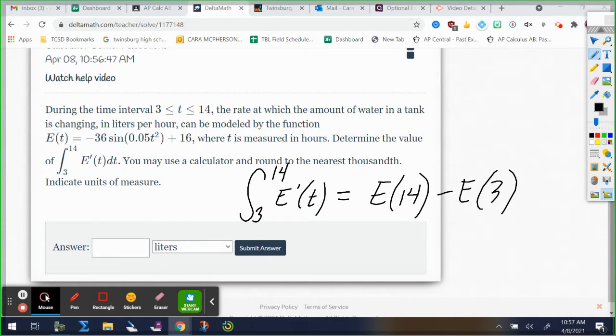Top minus bottom. We did that a lot when we found area. We did that a lot with definite integrals. It was called the fundamental theorem of calculus. So this is wanting us to figure out, well, what is e of 14 minus e of 3? So they actually give you this e equation. So you're going to use your calculator and plug in both 14 and 3 into that. You do not need to use an integration button or a derivative button. You're actually just plugging those numbers into that exact equation.